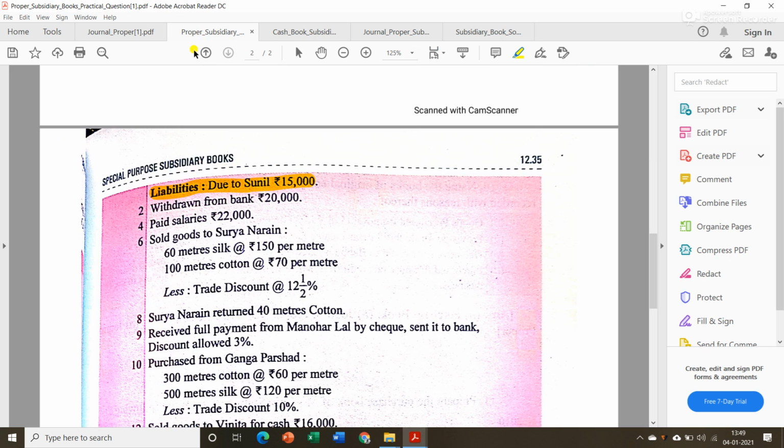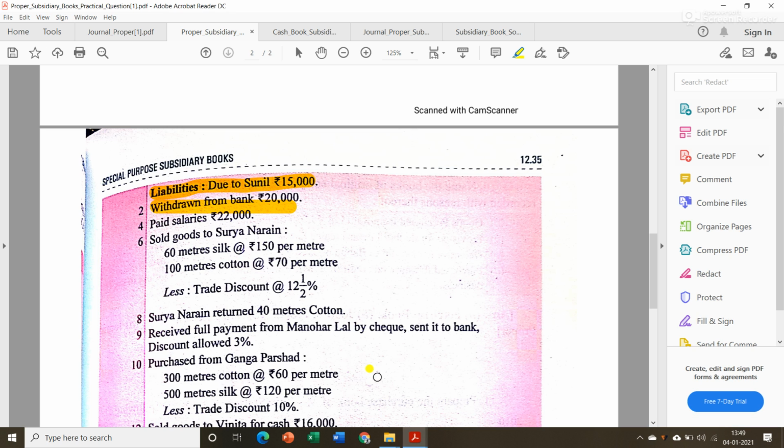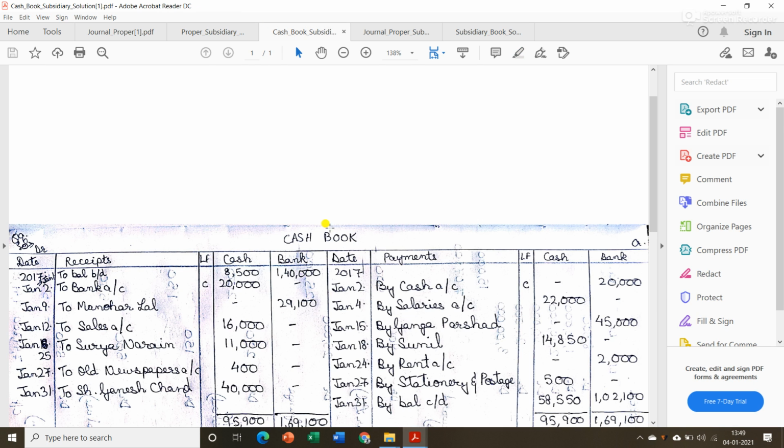Okay, now let us see the next transaction. Withdrawn from bank 20,000. Now this withdrawal of cash from the bank is for office purpose. We are going to assume that this withdrawal is for office purpose, so that means cash and bank accounts are included. That means it is a contra entry.